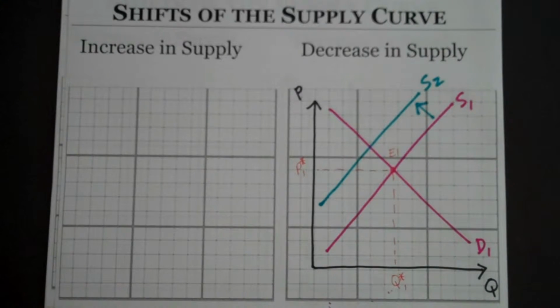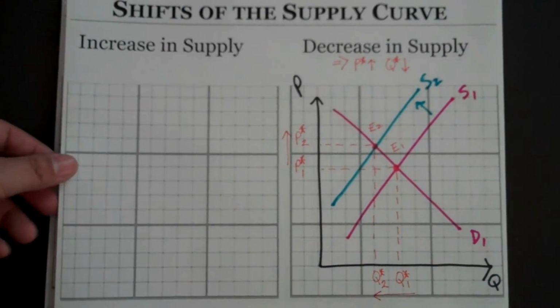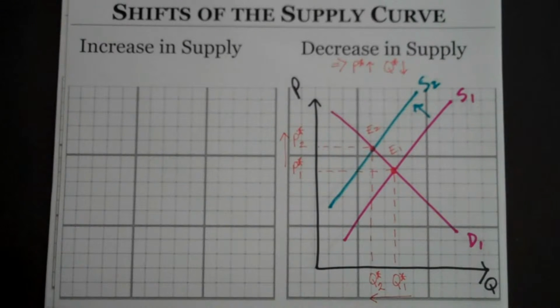What's our new equilibrium point? Our new equilibrium point is the point where the second supply curve, S2, intersects with our original demand curve, D1. This is the point E2. At point E2, we have a new equilibrium price, price P2, and a new equilibrium quantity, quantity Q2. So if we decrease our supply, or shift the supply curve to the left, we'll find that we have a higher equilibrium price, but a lower equilibrium quantity.